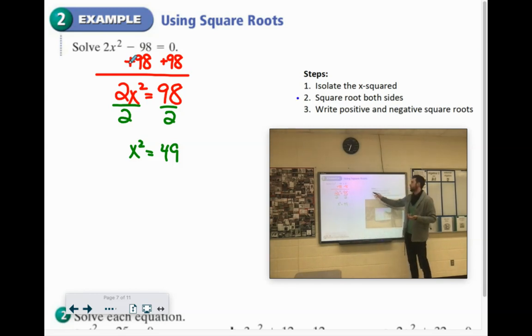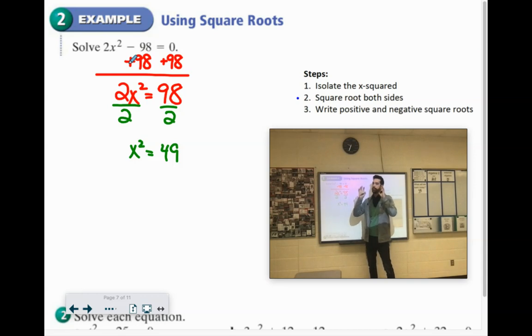Step 2 says square root both sides. Because we have x squared, but we just want x now. So the inverse of squaring something is to square root it. But if you do it to one side, you have to do it to the other. Square root of x squared is just x, right? X times x gives you x squared.